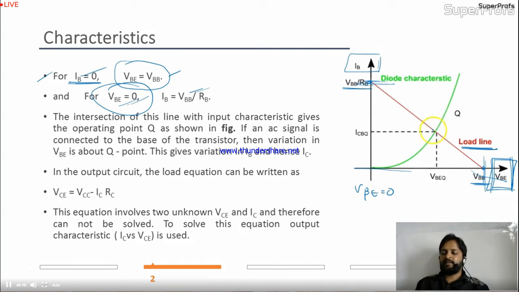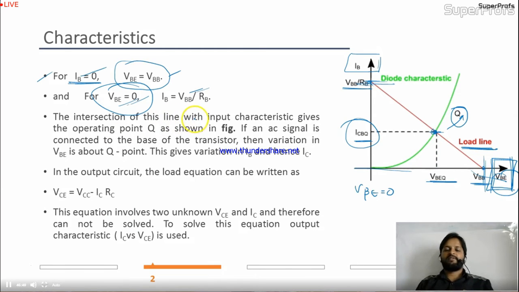This load line is intersecting the characteristics at a point. That point I call the Q. So corresponding to Q, the value of VBE is called the VBEQ, and corresponding to Q, the value of current is called IBQ. Okay, I hope it is clear to you, right?